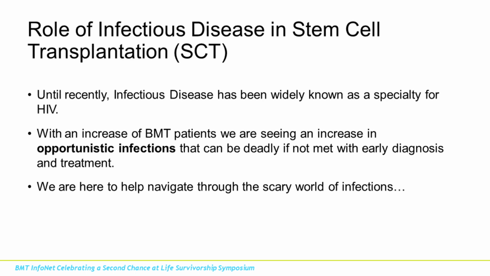So, infectious disease in our stem cell population, it's a fairly recent thing that we've been involved in. Previous to this, infectious disease was really known as an HIV type of consultation. HIV was the last large epidemic pandemic we had in the States. But now, because of the increased amount of bone marrow transplant or stem cell patients, we're also seeing a lot of opportunistic infections. And if not diagnosed early enough, we can see a higher mortality. Basically, we're here to help you as patients and families to navigate through the world of these infections. Infections will always be here. They'll never go away. But, with some help, we can hopefully get them cured.